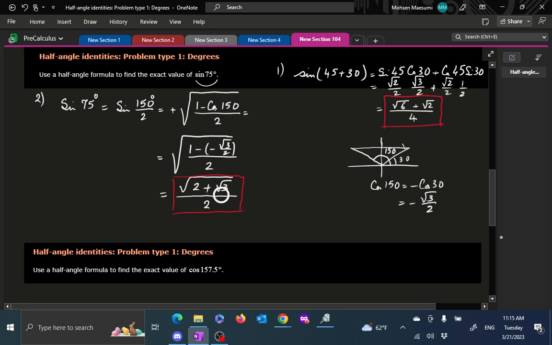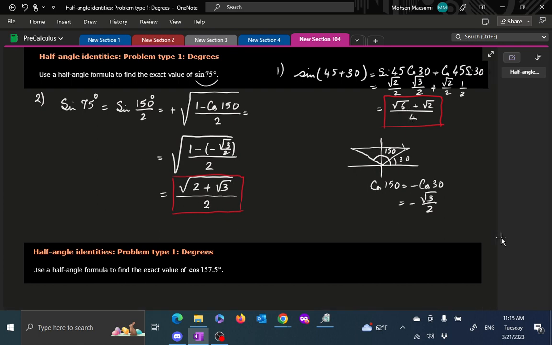One way to see that these two numbers are the same: first of all, we pay attention that they are both positive. If I square them and the result of squaring is the same, then the two numbers are the same. So here I go: radical 2 plus radical 3 over 2, squared.